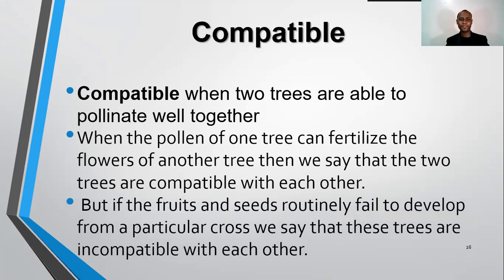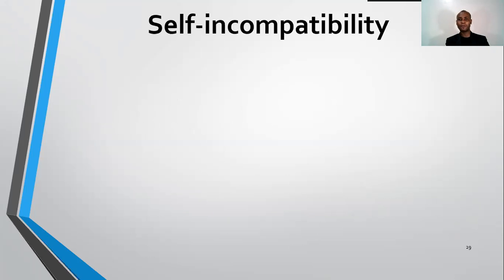But if the fruit and seeds routinely fail to develop from a particular cross, we say that these trees are incompatible with each other. So if the flowers after fertilization do not produce pods, we say they are not compatible. But if they are able to produce pods, then we say they are compatible.